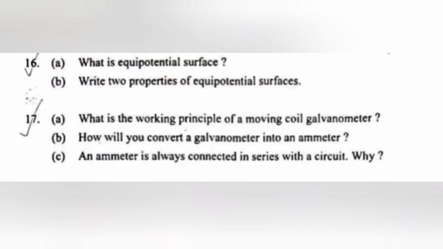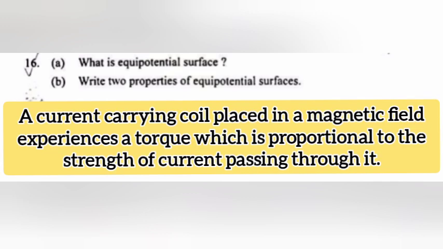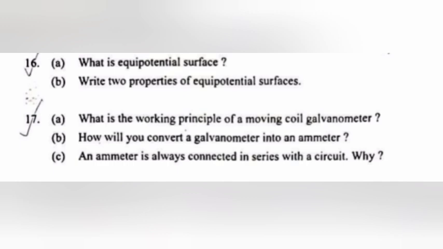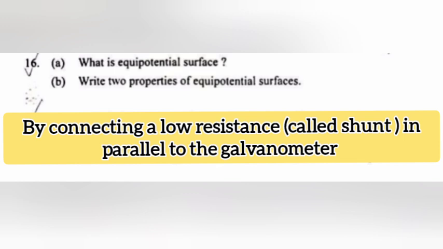17a. What is the working principle of a moving coil galvanometer? Answer. A current carrying coil placed in a magnetic field experiences a torque which is proportional to the strength of current passing through it. B. How will you convert a galvanometer into an ammeter? Answer. By connecting a low resistance called shunt in parallel to the galvanometer.